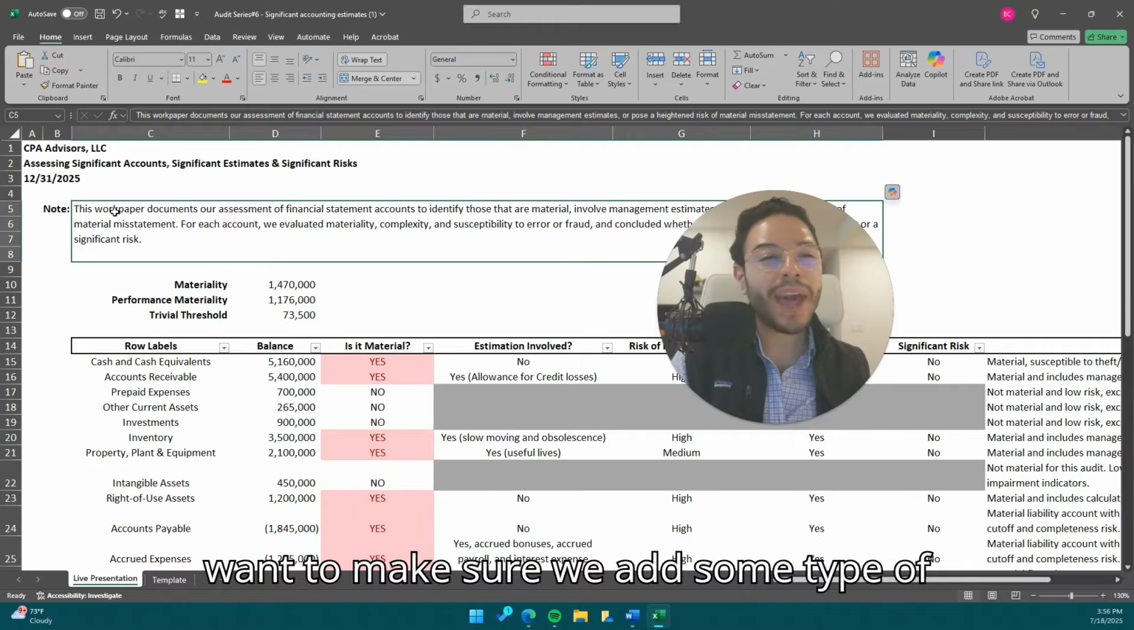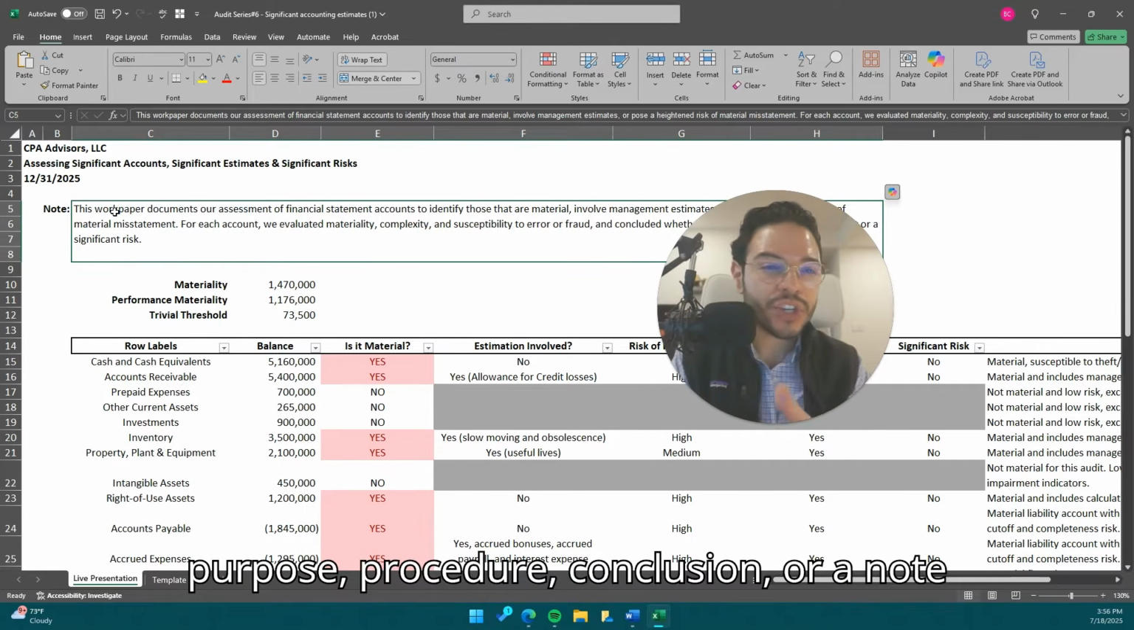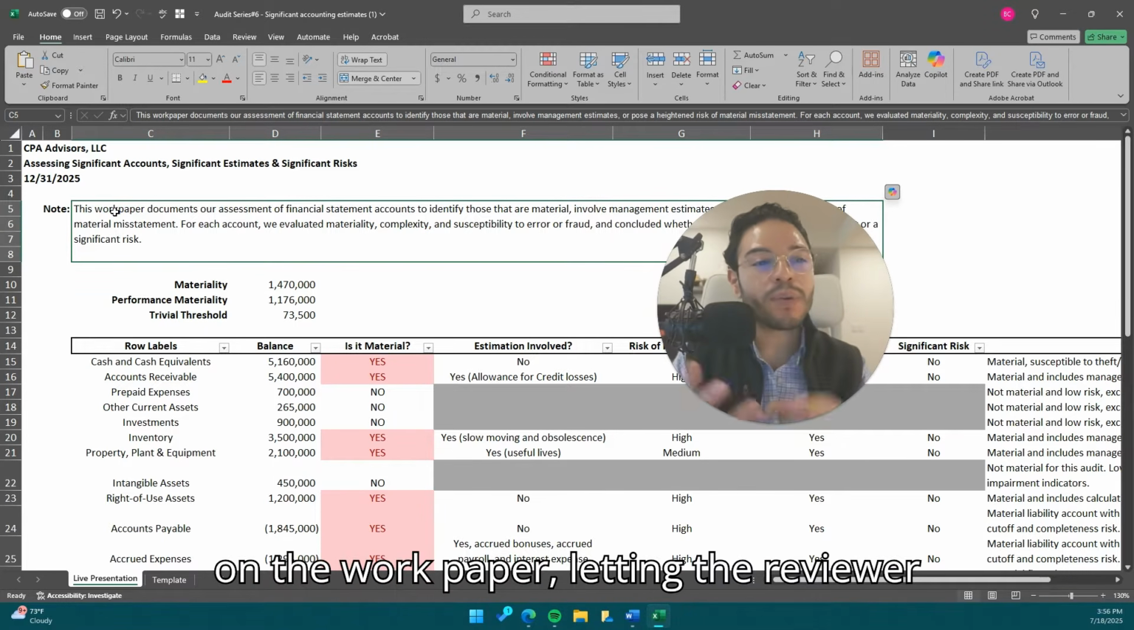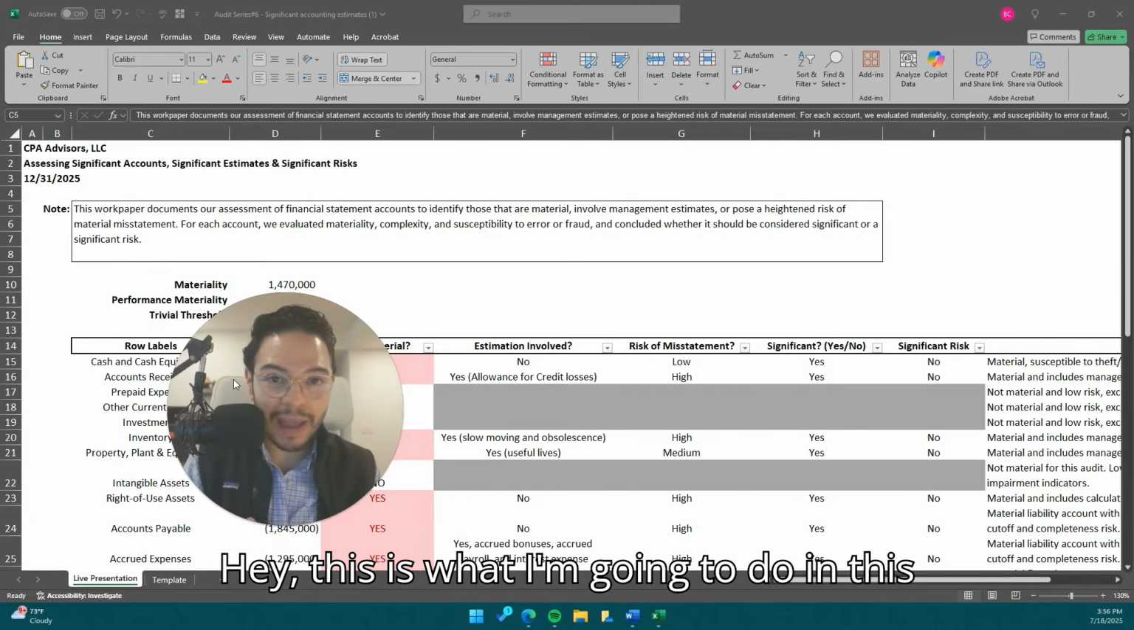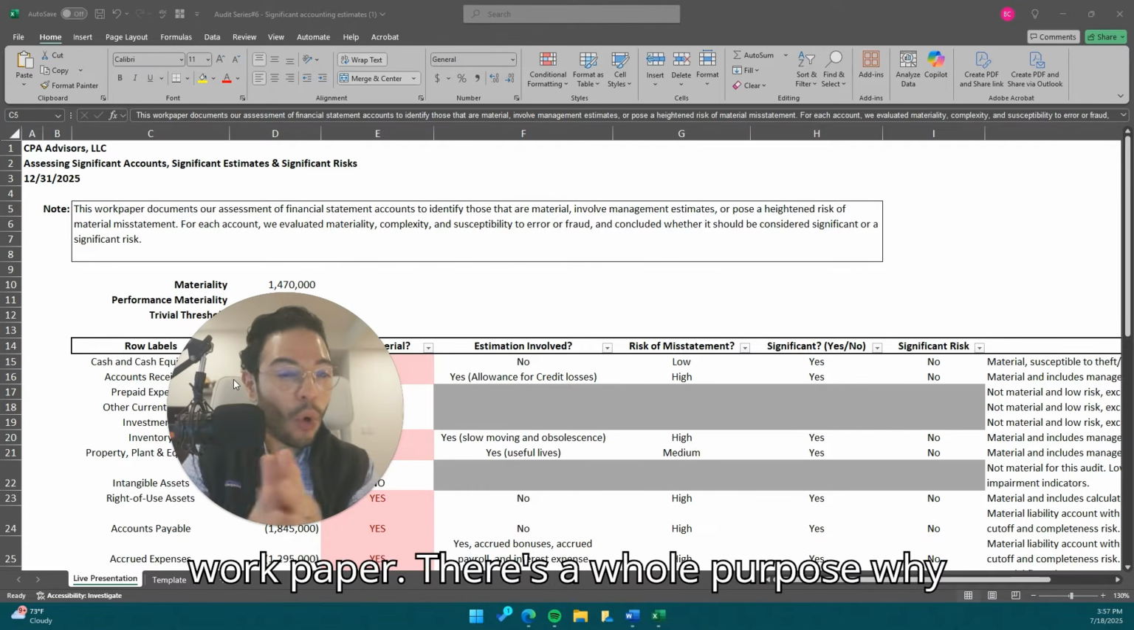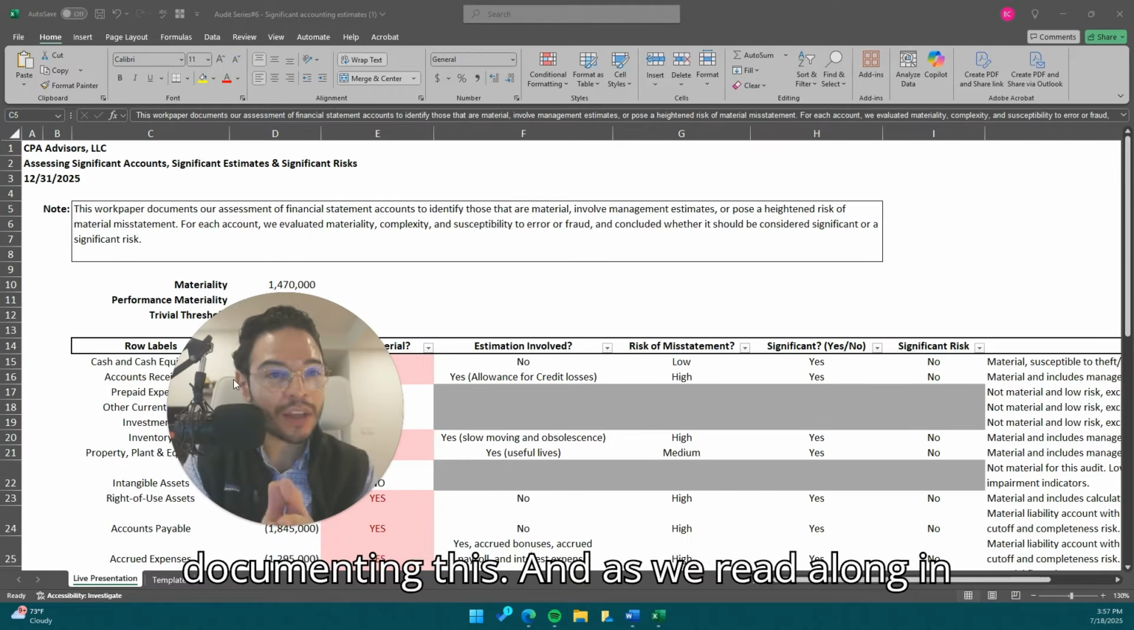So we want to make sure we add some type of purpose, procedure, conclusion, or a note on the work paper, letting the reviewer or whoever's going to look through this work paper know exactly, hey, this is what I'm going to do in this work paper. This is the whole purpose why I'm preparing this. This is why I'm documenting this.